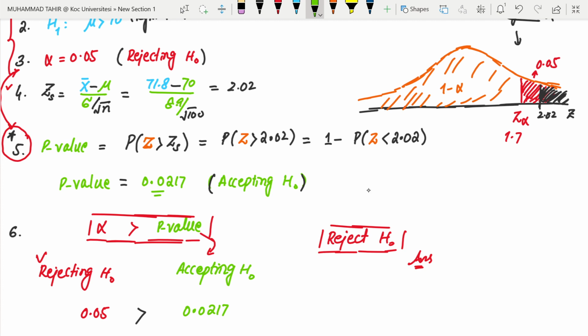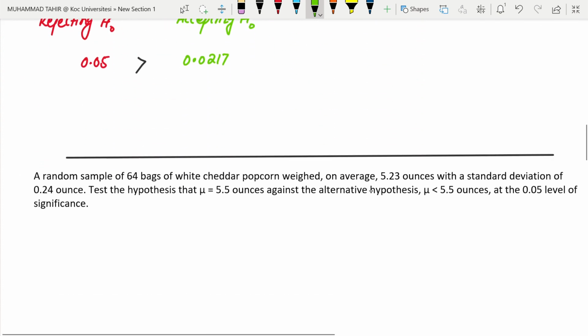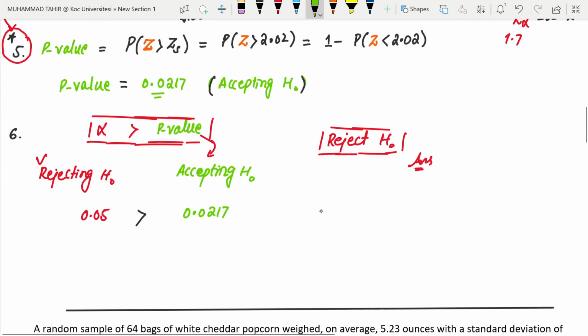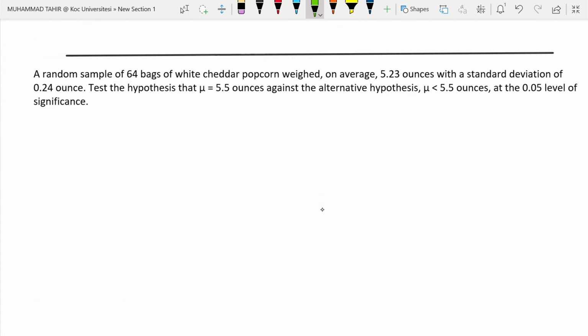This is the only thing you need to remember. Alright, the next question is, we did the right tail test question, now let's do the left tail test question. The first sentence is about the sample. I will write N. What I encourage you to do in the exam is the following.